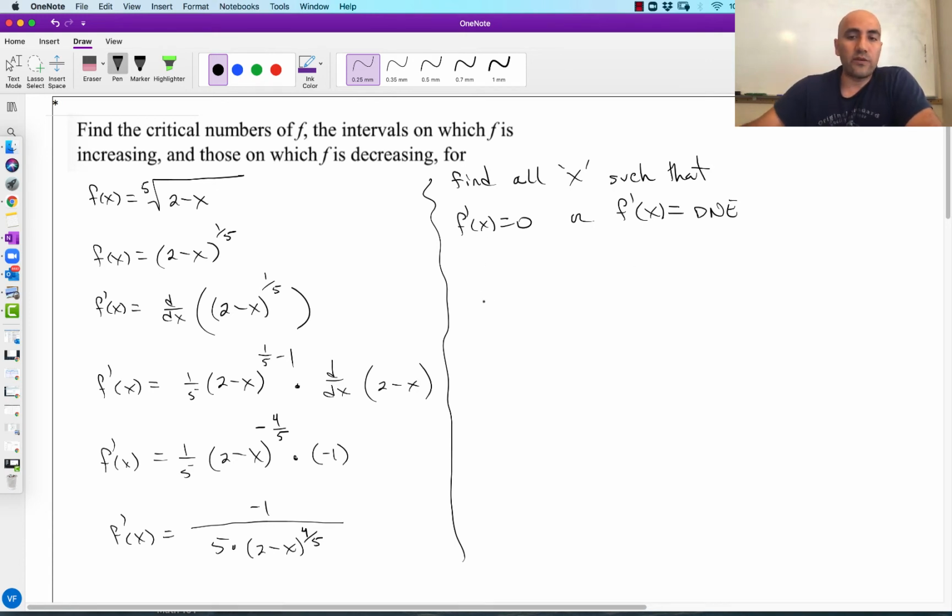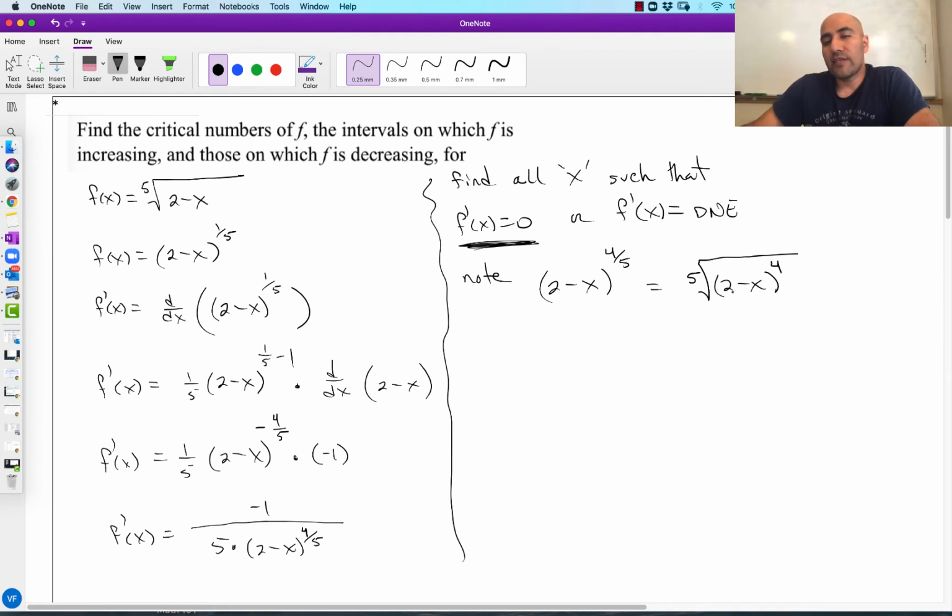Okay, so when will this derivative equal 0? Well, note that (2 minus x) raised to the power of 4/5 is the same thing as the 5th root of (2 minus x) to the power of 4. Those two things mean the same. And if we take any number, positive or negative, and raise it to the power of 4, we're going to get a positive number. So for any x, (2 minus x) to the 4th power will be greater than or equal to 0.